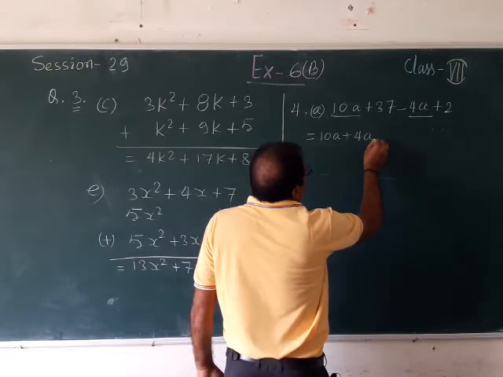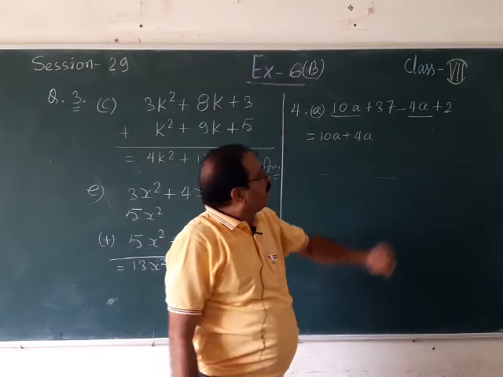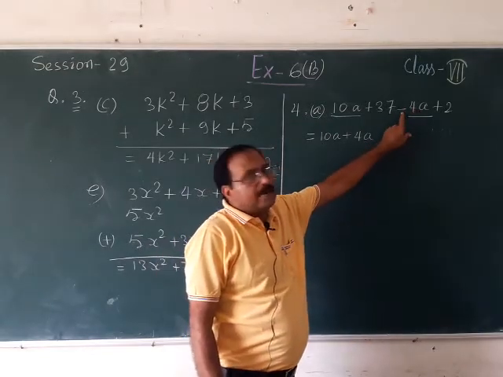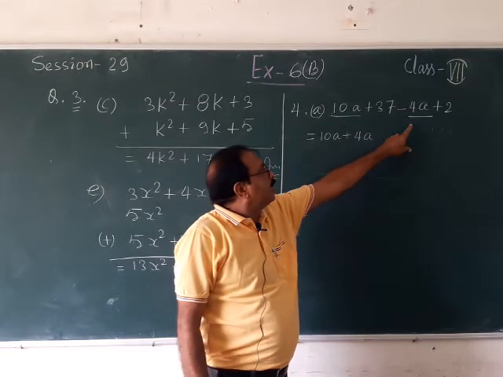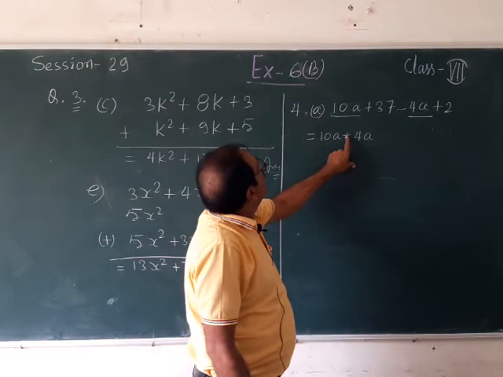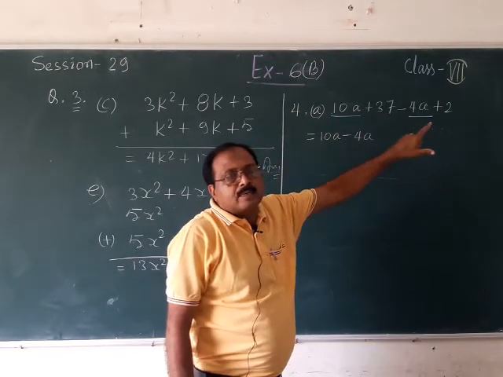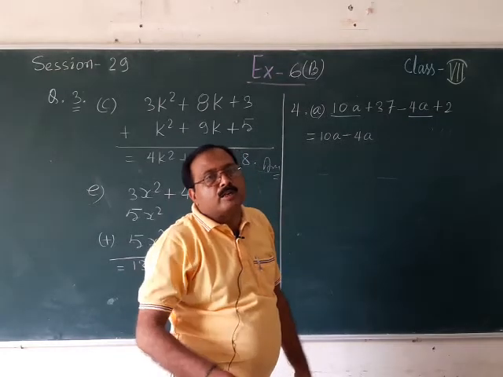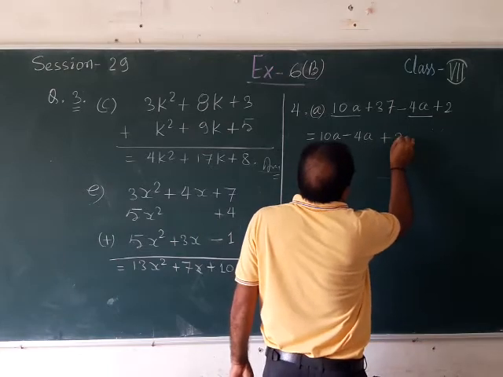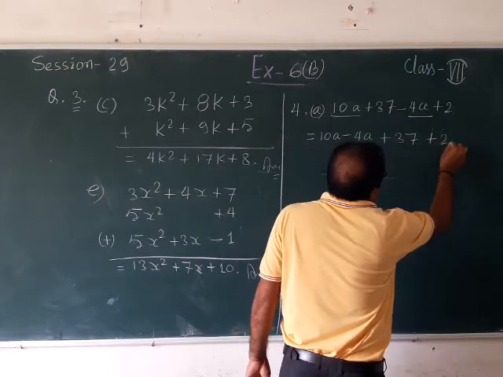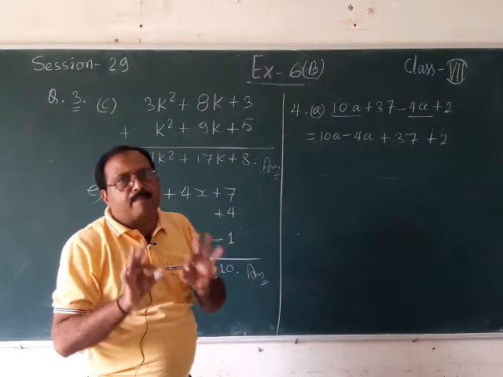If you are arranging the terms, take care that terms move along with their sign. With 4 there is a minus sign, so when you arrange it, first I have written 10a, then minus 4a should be written with the minus sign only. When the term moves, its sign always goes with that term. You cannot change the sign. Here plus 37, then you can write plus 2. Now these terms are written together. All the like terms are combined together.